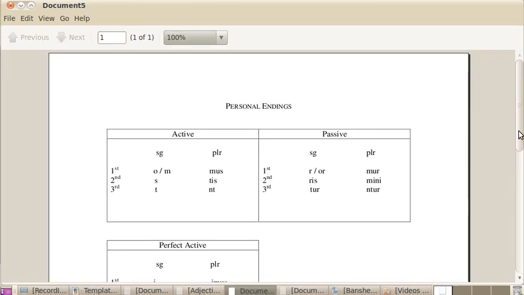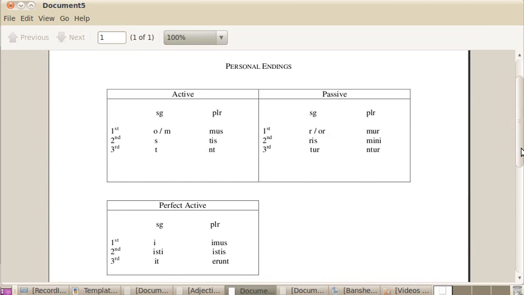So here, of course, we have the personal endings of verbs. We have our active personal endings here on the upper left. We have our passive personal endings on the right, and we have those personal endings that are kind of exclusive to the perfect tense of the indicative. So let's return to our sentence and see what we can do.